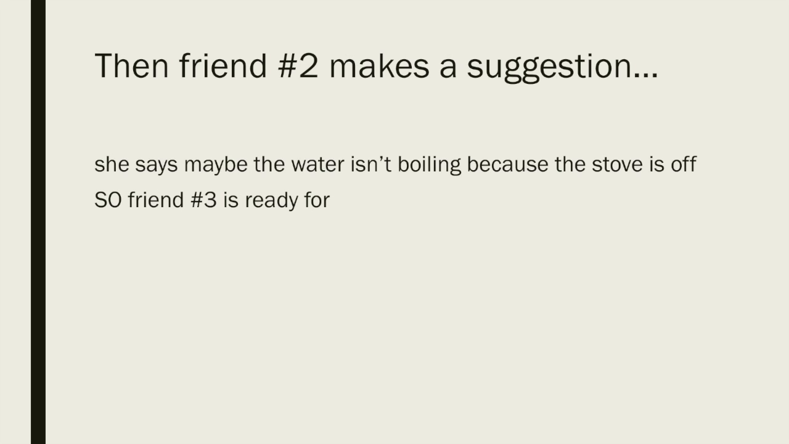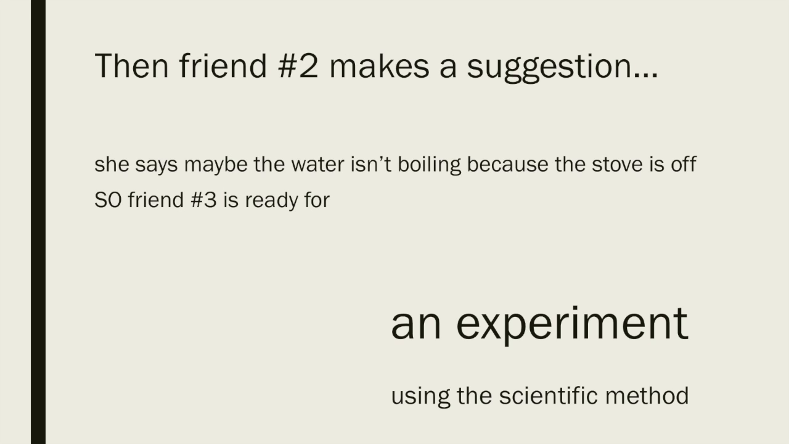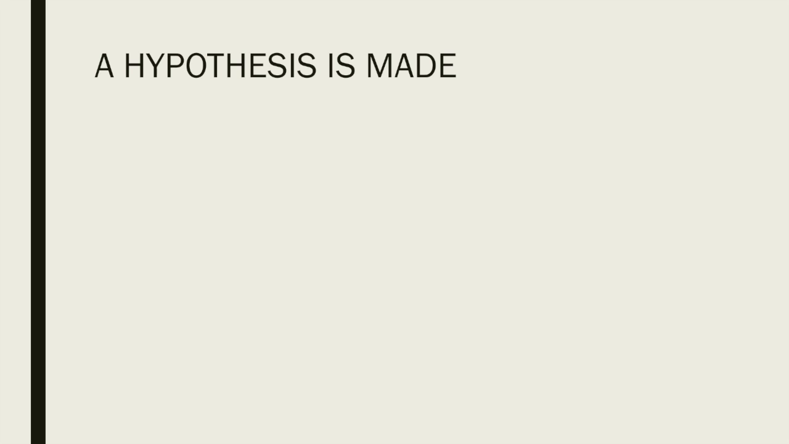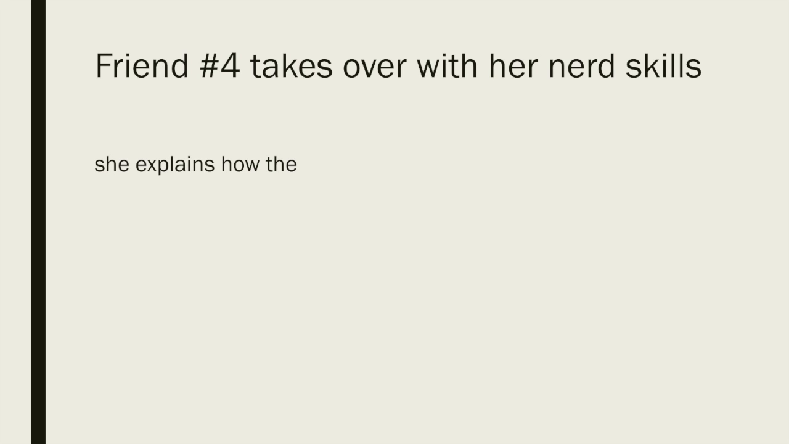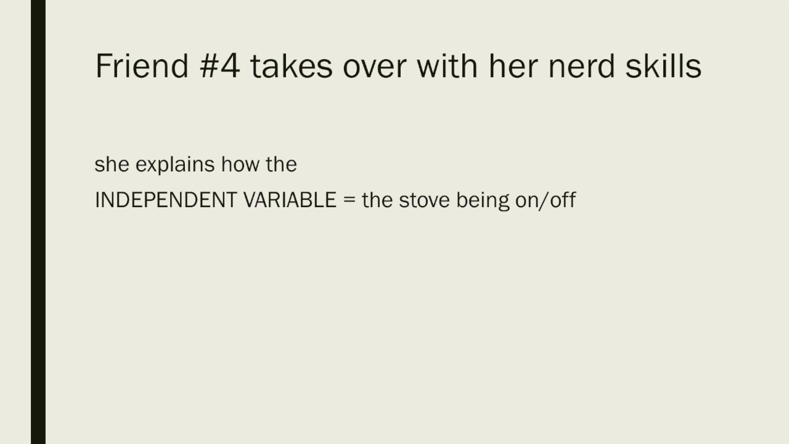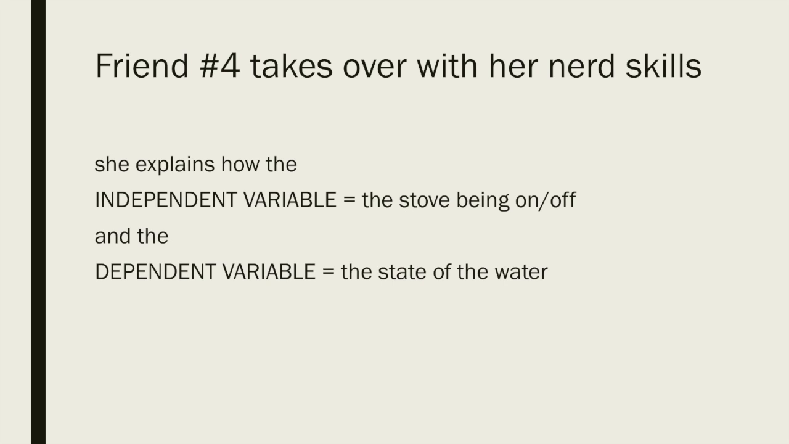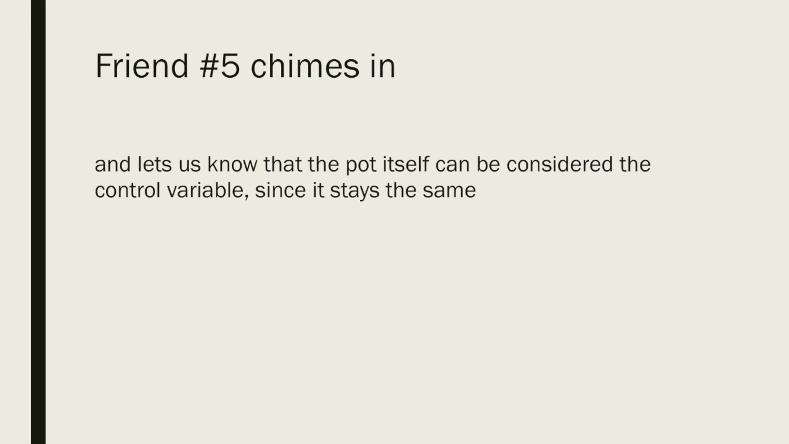So friend number 3 is ready for an experiment using the scientific method. A hypothesis is made by friend number 2. She says if the stove is on, then the water will boil. Friend number 4 takes over with her nerd skills. She explains how the independent variable is the stove being on or off, and the dependent variable is the state of the water, aka whether or not it is boiling.